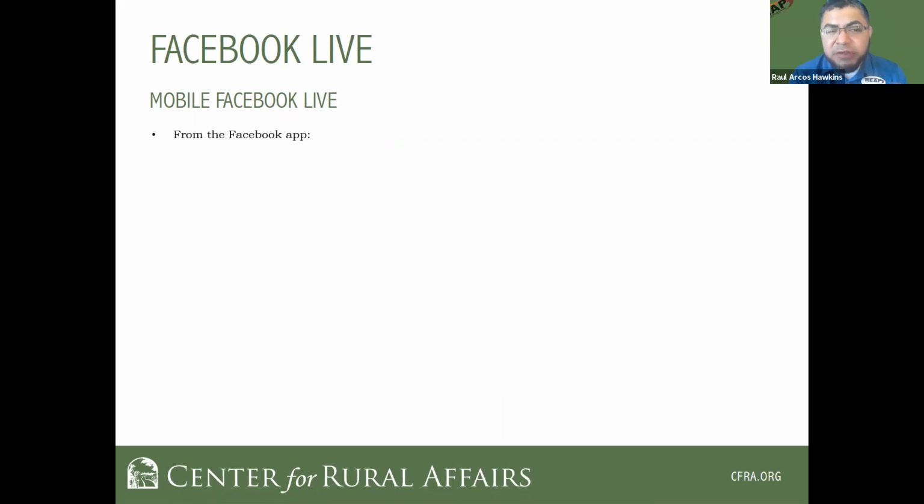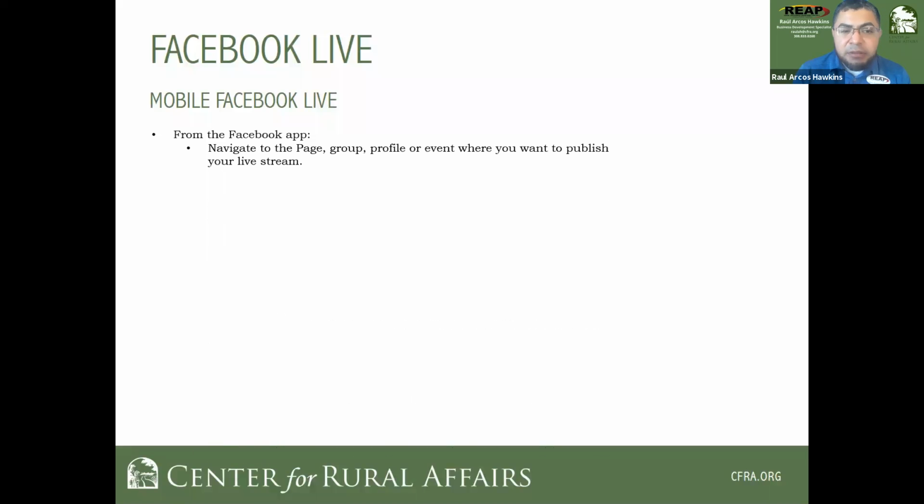Now we're going to talk a little bit about, say that you want to do Facebook Live and you want to do it via the mobile app. First, navigate to the page, group, profile, or event that you want to publish your live stream from. So say that you're a business and you have a business page, and you want to go live through your business page. You can go through your business page. Otherwise, if you belong to a group, sometimes you're allowed to do a Facebook Live via the group, or your personal profile, or the event that you published the Facebook Live on.